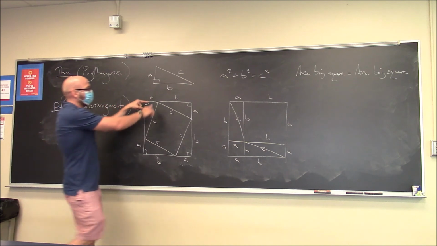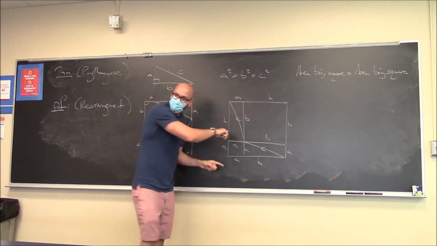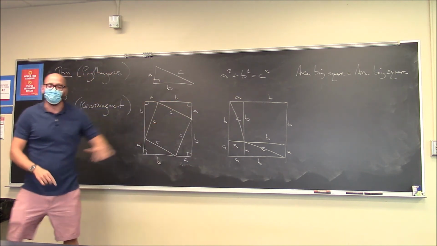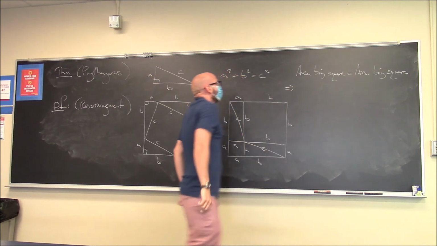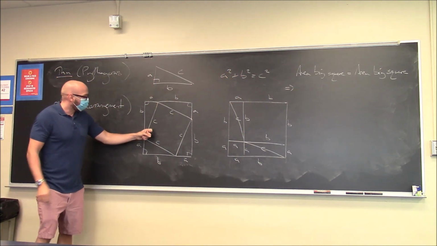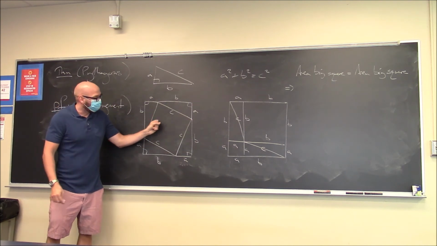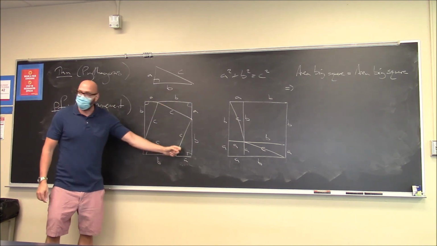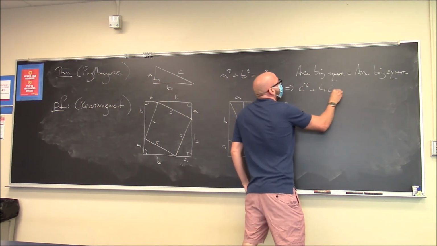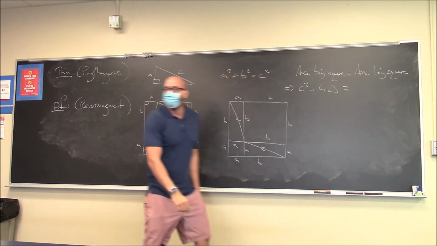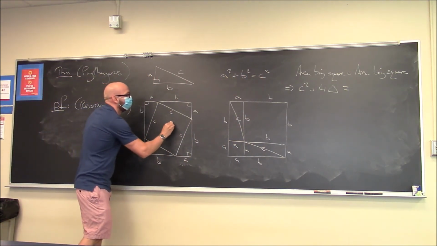So the area of this big square is A plus B times A plus B. The area of this big square is A plus B times A plus B. So they're both equal to each other. Well, what's the area of the one on the left? It would be the area of this smaller square, C times C, C squared, plus the area of the 4 triangles. So this would be C squared plus the area of the 4 triangles.